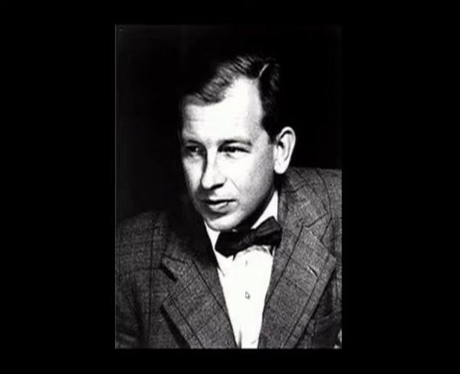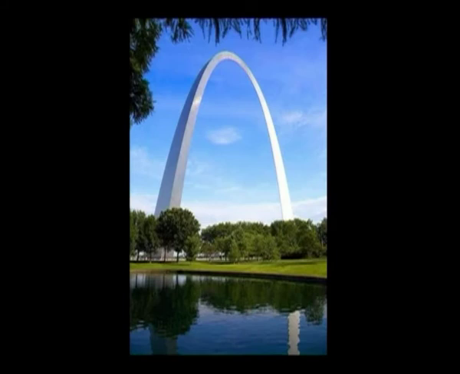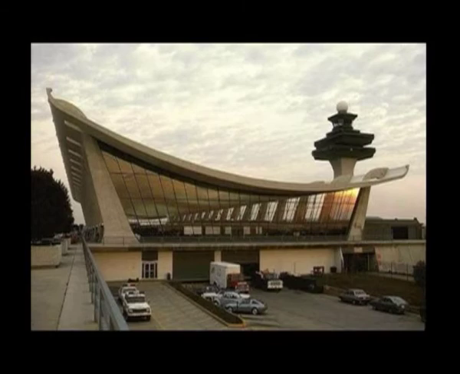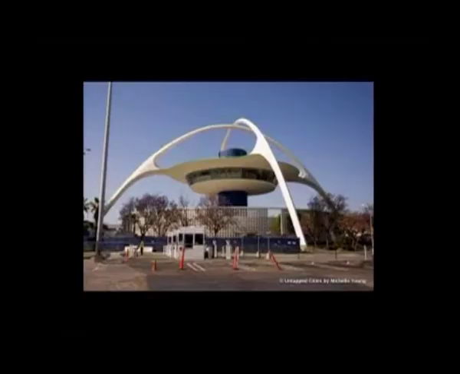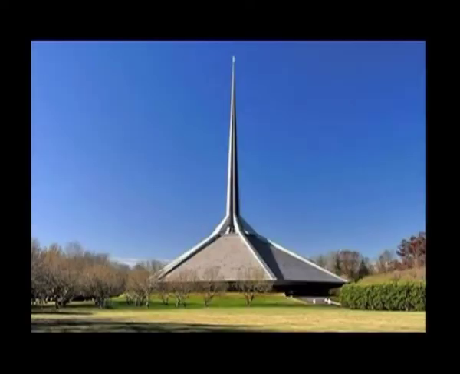Eero Saarinen is one of the earlier masters of the United States of America. He built the Arch along the Missouri River, and the Dulles Washington Airport. This is the Los Angeles Airport Terminal entrance building. It was an iconic structure. See how he has derived a form.